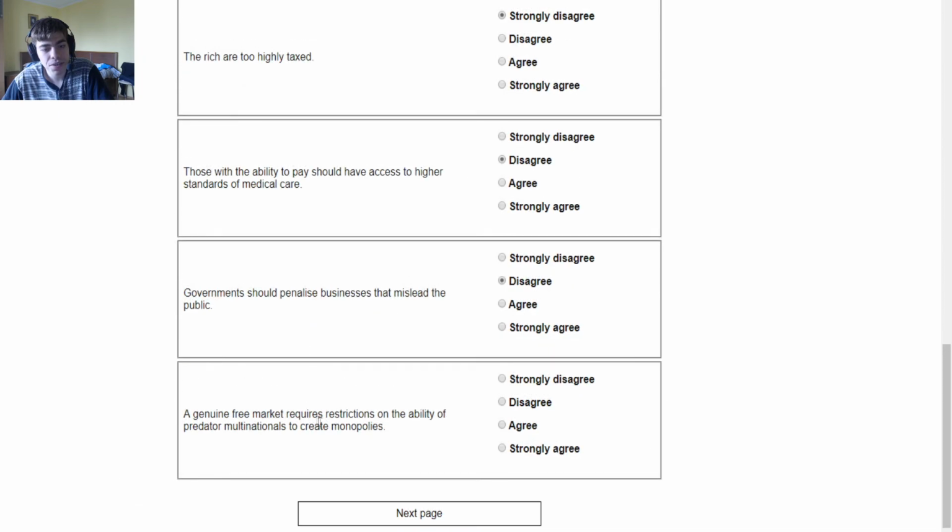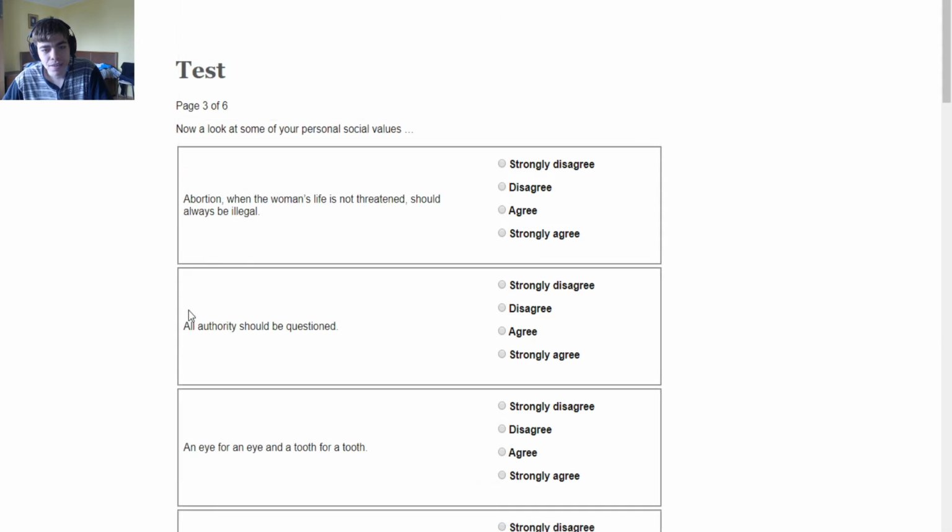A genuine free market requires restrictions on the ability of predatory multinationals to create monopolies. Yes, that is something that even the founders of the capitalist ideology, the theoretical ideology of capitalism, agreed upon. Personal social value: abortion, when a woman's life is not threatened, should always be illegal.